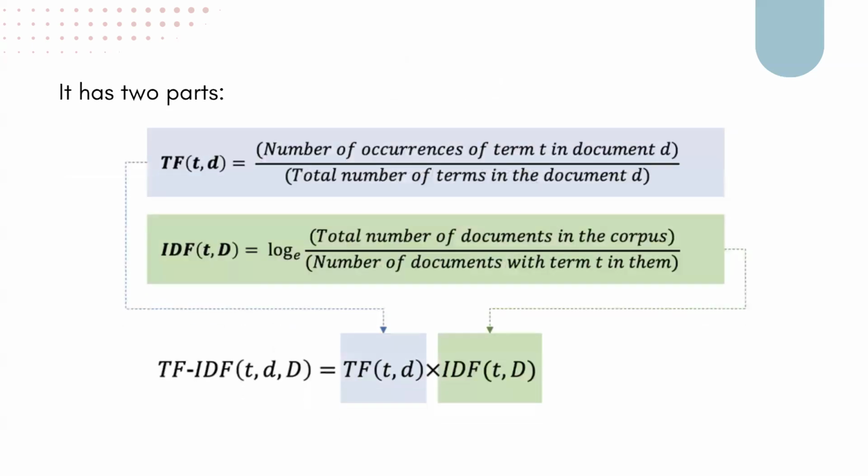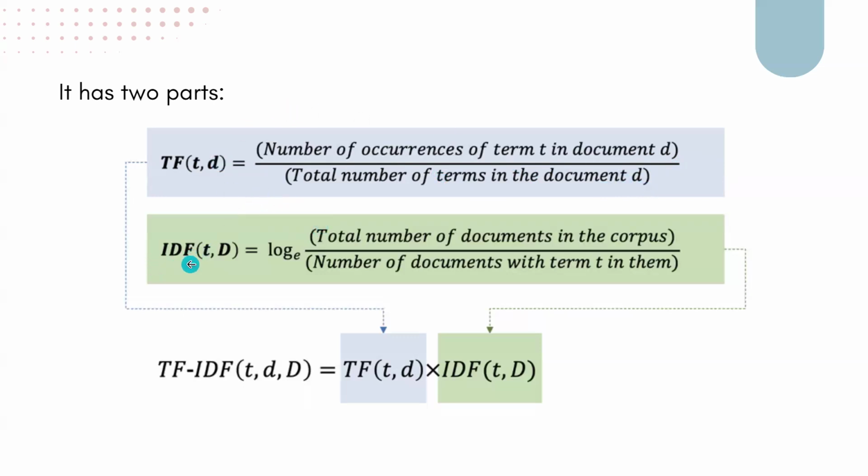Okay, so TF-IDF has two parts. The first one is the term frequency. It is basically for a term in a document. Suppose there is a term A and there is a document. The document is basically a string or a paragraph or something written in the text. Term frequency is the normalized frequency of the word: the number of occurrences of the term T in the document D divided by the total number of terms in the document D. This is the formula of the term frequency.